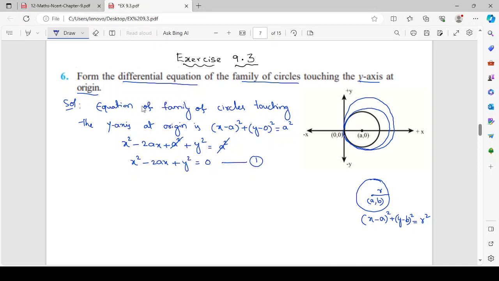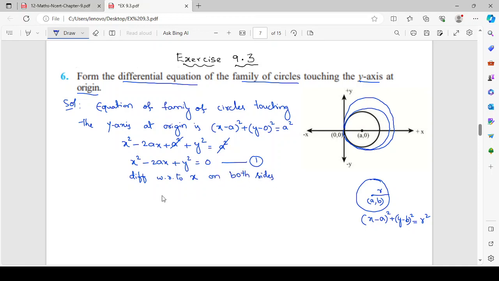In order to calculate a differential equation for this curve, we need to eliminate the arbitrary constant appearing over here. How many arbitrary constants are there? Only one arbitrary constant, right? So to eliminate one arbitrary constant, we have to differentiate the given curve only once. That is what I am doing here, differentiating the given curve with respect to x on both sides.